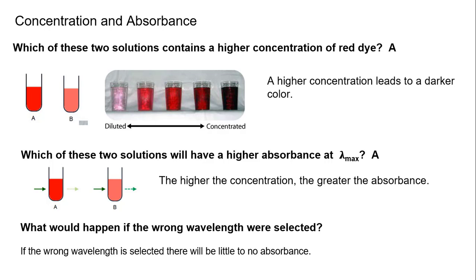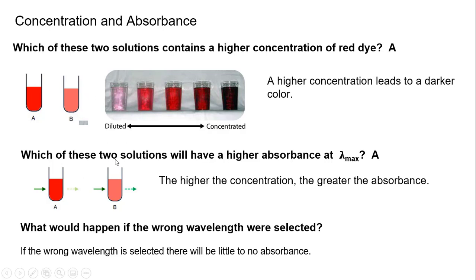Concentration and absorbance. Which of these two solutions contains a higher concentration of red dye? By just visually looking at it, you can see that the darkest is almost a brown. That is a higher concentration, which leads to a darker color. So that's very concentrated compared to the other side, which is a very pale pink color here.